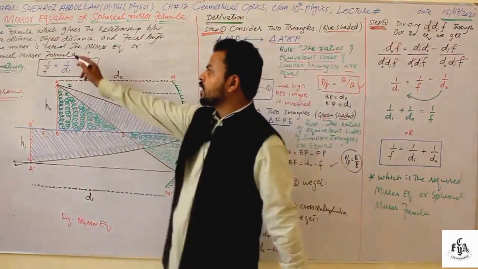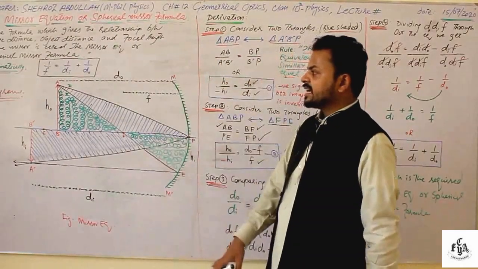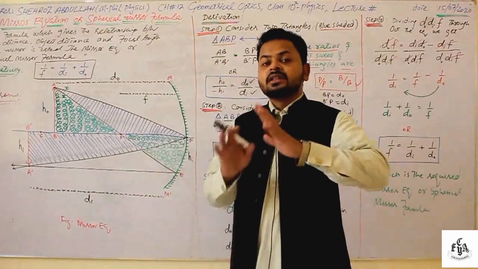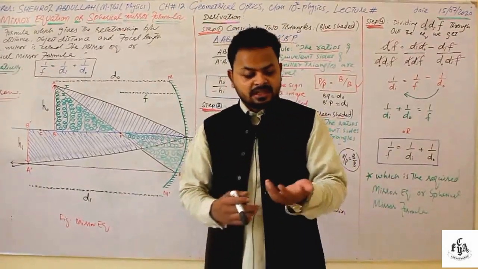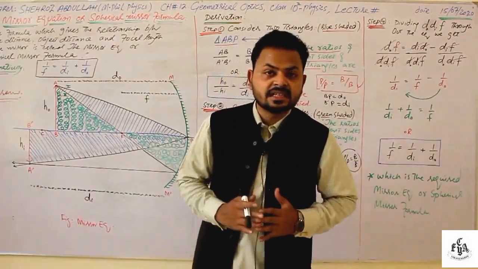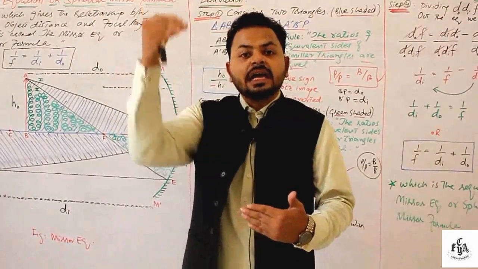Mathematically, we can write that 1 over f is equal to 1 over di plus 1 over d naught. Now the diagram we have considered, if you remember, is a very well known diagram. This is not a new diagram. We have discussed this diagram when we were discussing concave mirror image formation.